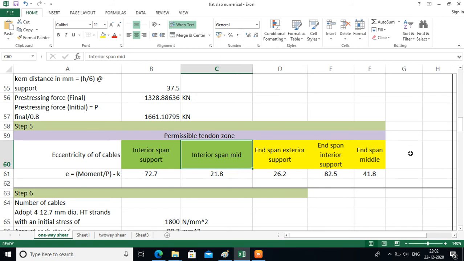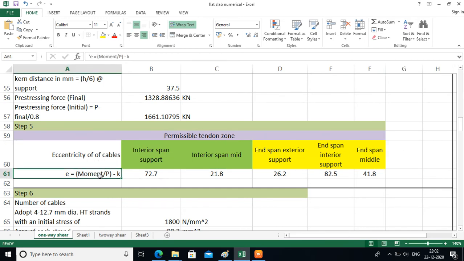So how are we going to decide the position of the tendon? The position of the tendon is nothing but its eccentricity. The formula for eccentricity is moment divided by P, that is the prestressing force, which we calculated over here, minus K. K is what? The kern zone.